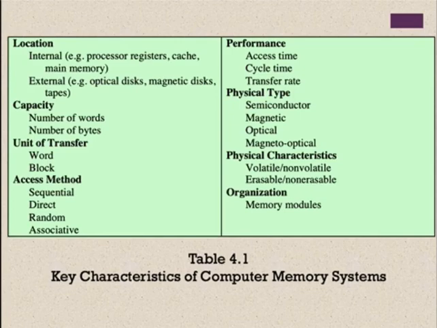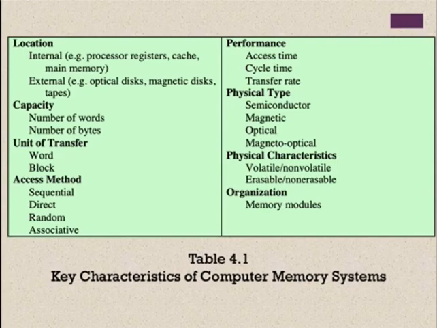Number 1 is location. By location, we mean whether the memory is internal or external to the system. In internal, we normally consider cache memory and registers. Cache and registers are internal to the processor. It means they are inside the processor chip. Main memory is external to the processor, but it's directly connected to the motherboard using PCI slot. So that's why main memory is considered internal to the system.